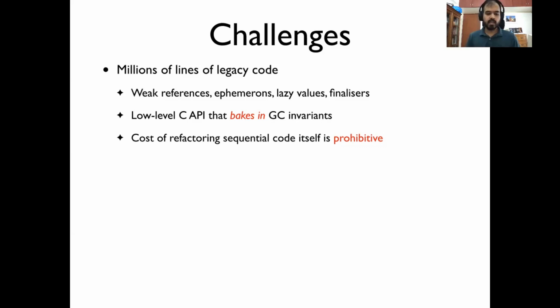OCaml also exposes a low-level C API that allows the developers to write very efficient code, but also bakes in the GC invariants. And the cost of refactoring sequential code in order to work on a parallel runtime is quite prohibitive. So that is not something that we would want to do.